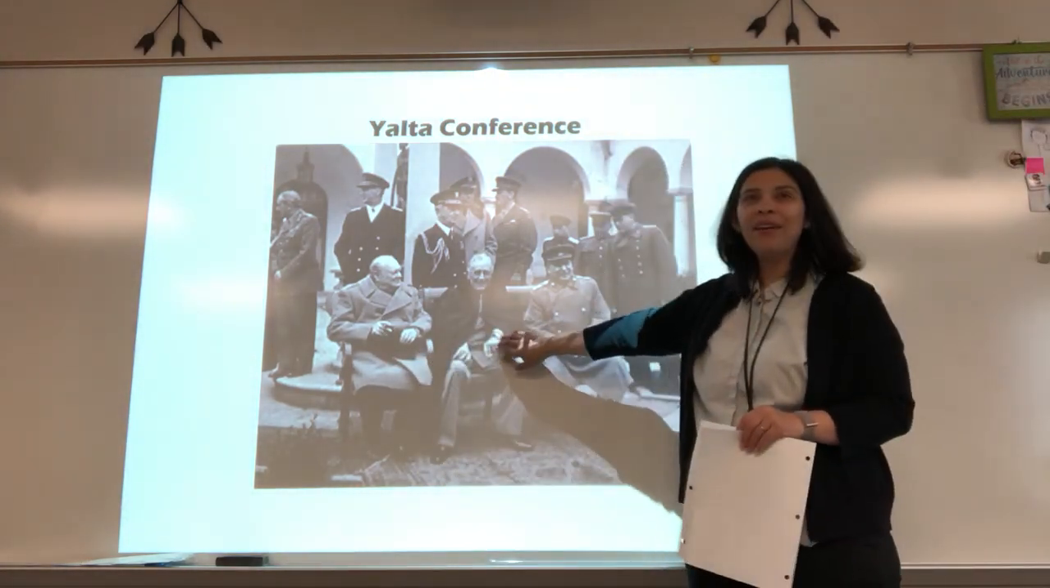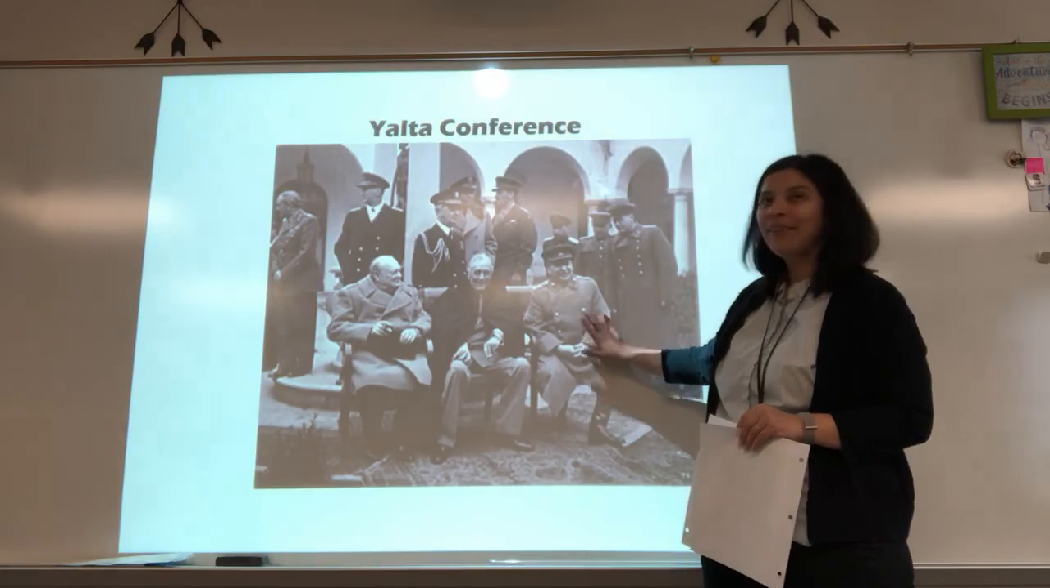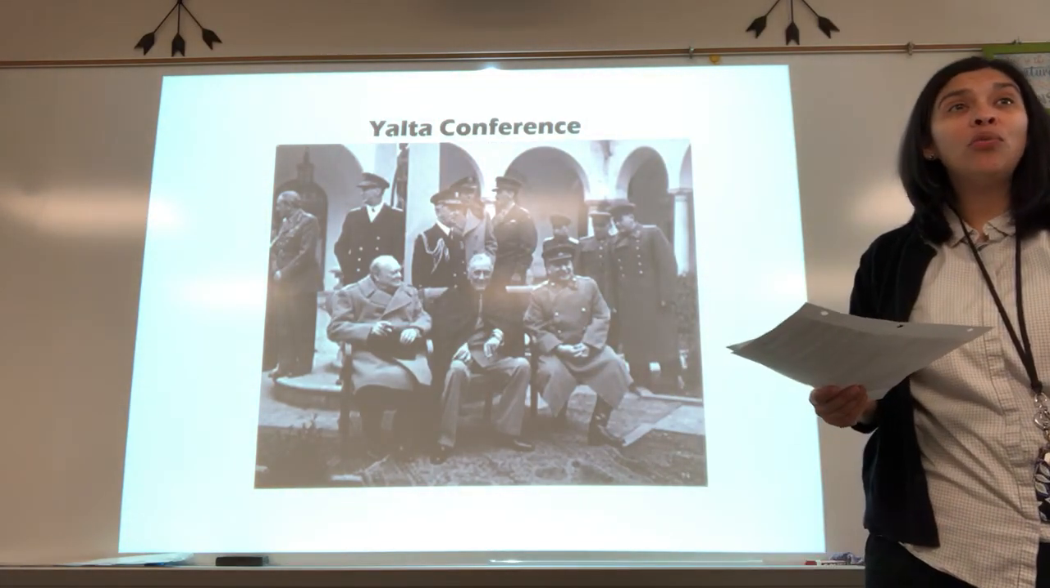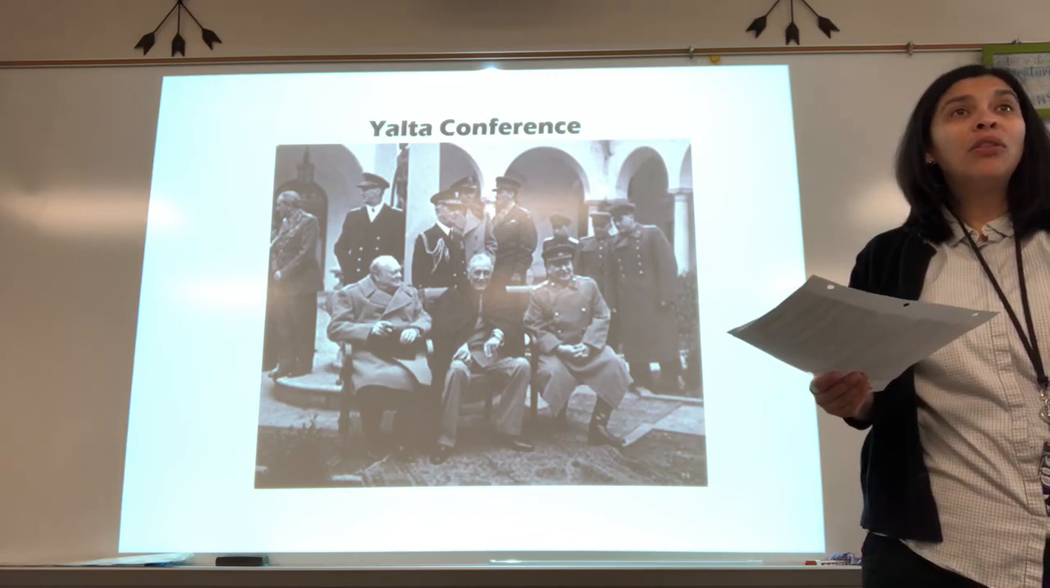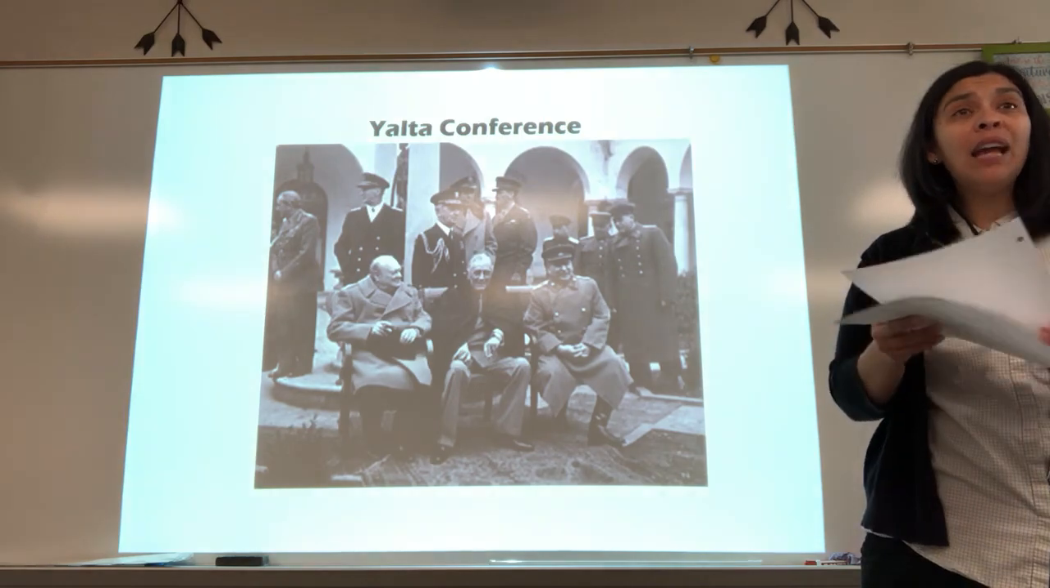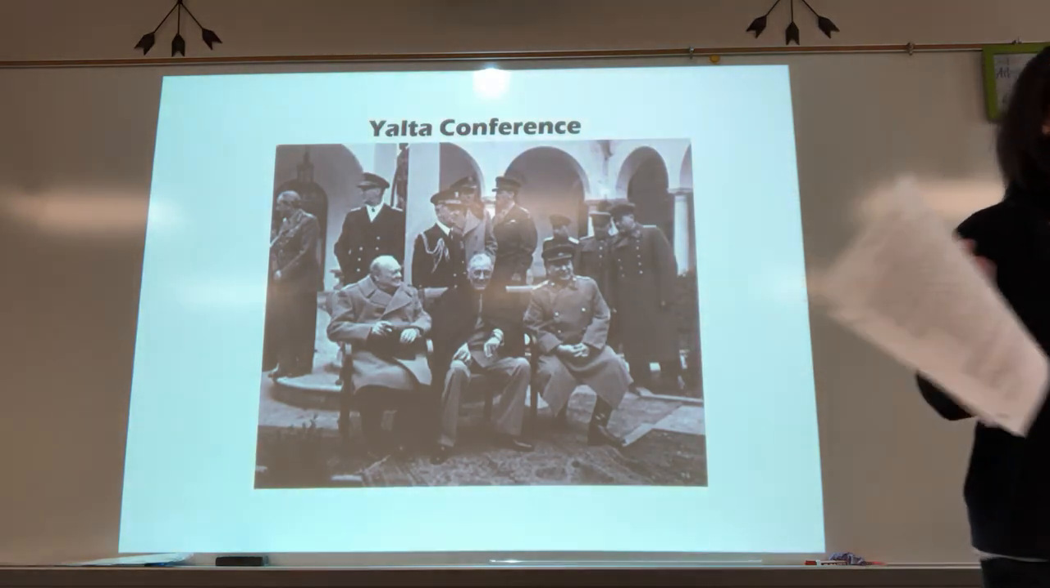Churchill. Who's this guy right here? And who's this guy right here? Okay. They're a little bit happy because after the Battle of the Bulge, what are the Germans doing? They're retreating. They're going back into Germany. And so they're going to meet at Yalta and come up with the terms of the end of the war.